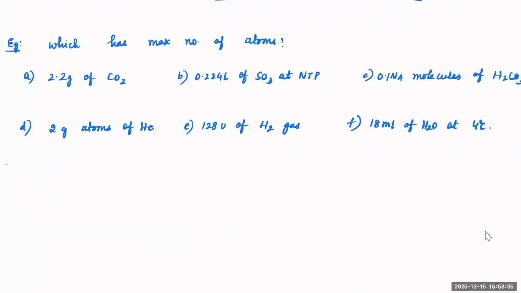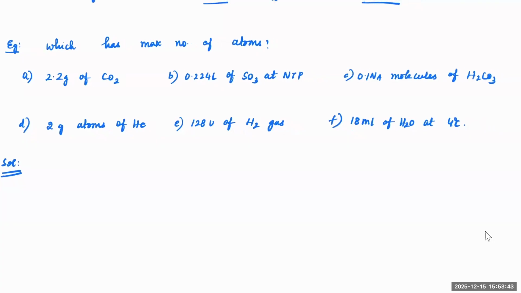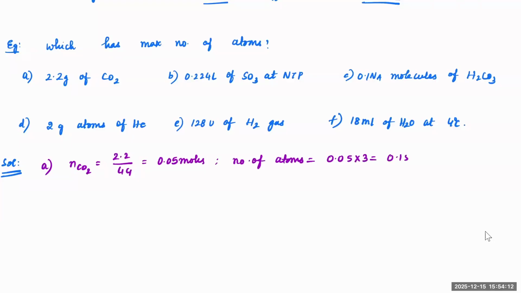Next, if you have been asked to figure out which has the maximum number of atoms in the given cases, we'll start with the first case. In the first case we have 2.2 grams of carbon dioxide. So the number of moles of carbon dioxide is 2.2 by 44, which makes it 0.05. These many moles we have. So how many atoms do we have? The number of atoms will be 0.05 into 3, which is 0.15 moles.